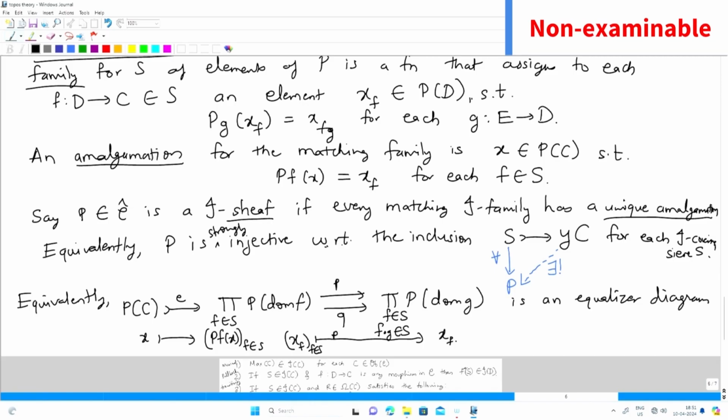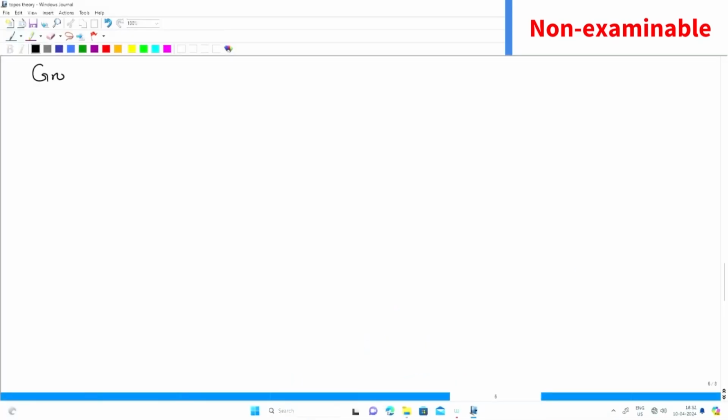And this is F composed with G, XFG. And under Q, it will go to PG of XF. So this is an equalizer diagram. So it's exactly identical to that. Yeah, so this is the definition finally.